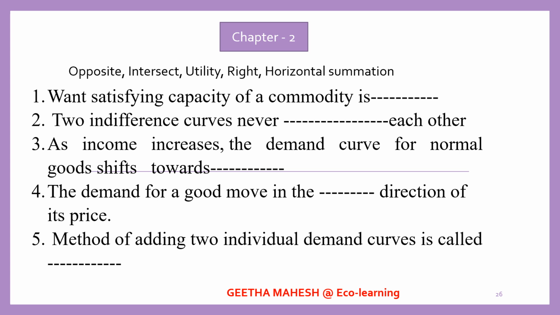One, satisfying power of a commodity is utility. Two, indifference curves never intersect each other. As income increases, demand curve for normal goods shift towards right. Demand for a goods move in a dash direction of its price, that is opposite. Method of adding two individual demand curve, we call it as horizontal summation.